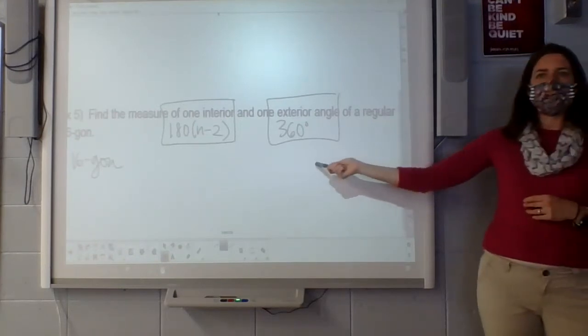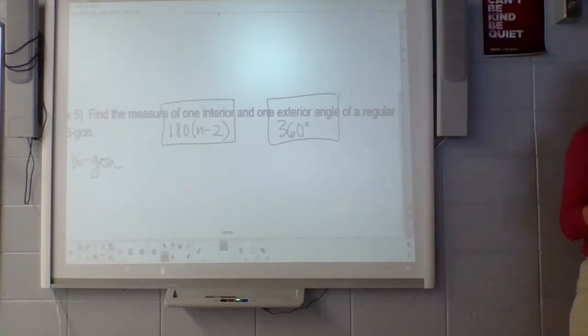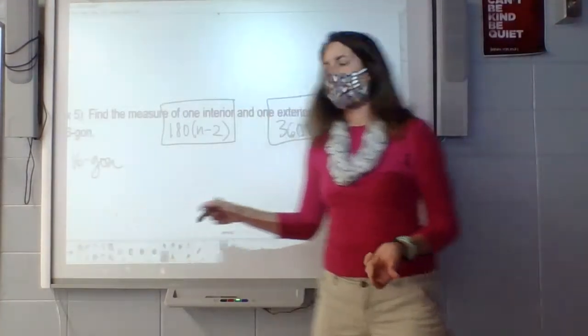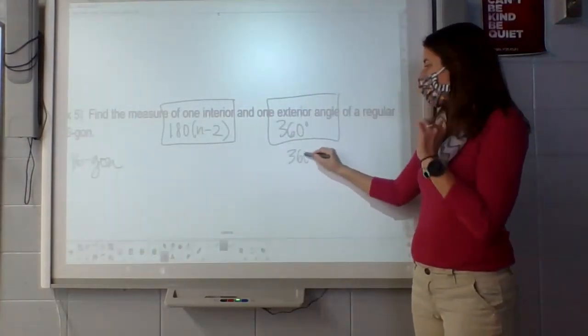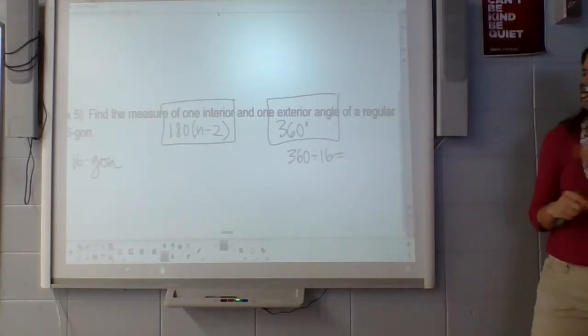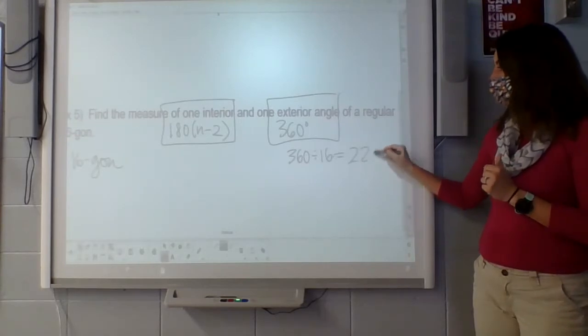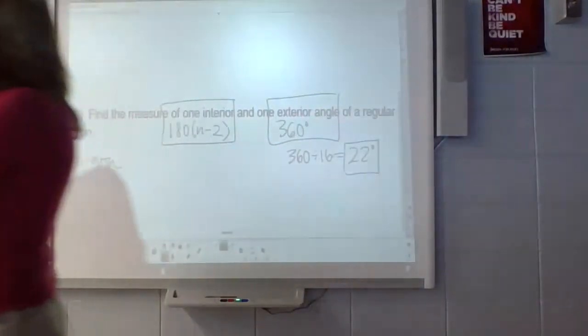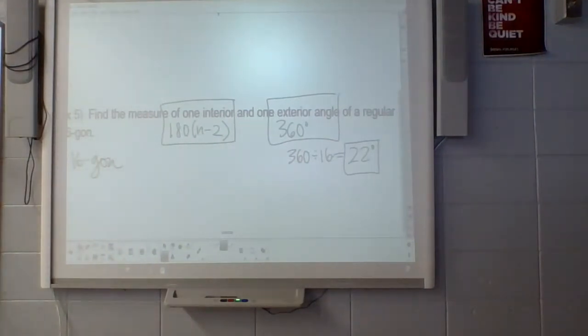Probably the exterior angle is a little bit easier to do. If there are 16 sides, that means there are 16 angles. So we're going to do 360 divided by 16. What do we get for that? 22.5 degrees. So one exterior angle of our 16-gon would be 22.5 degrees.